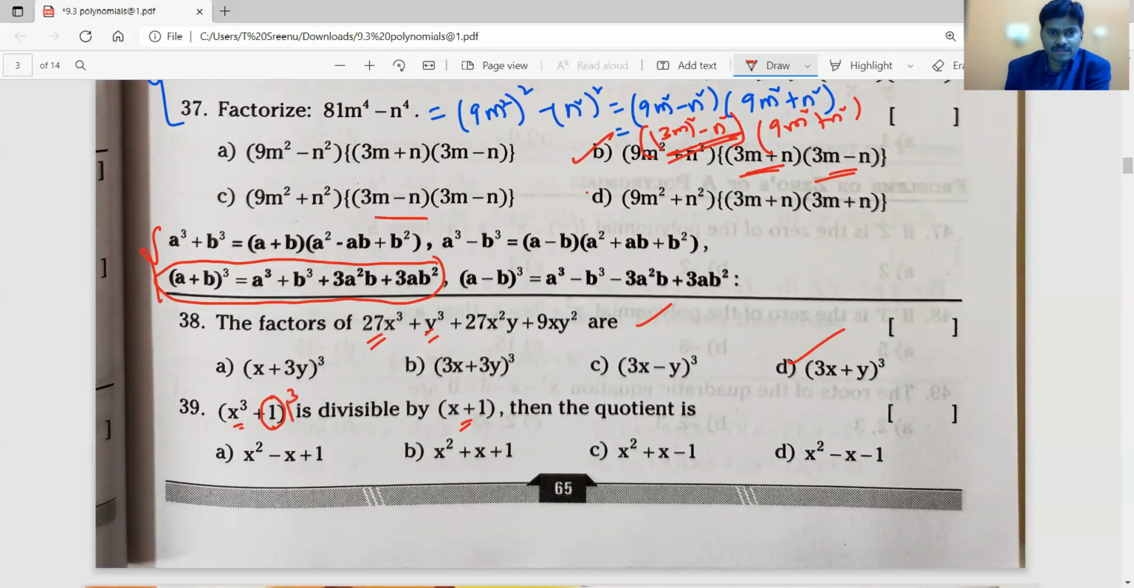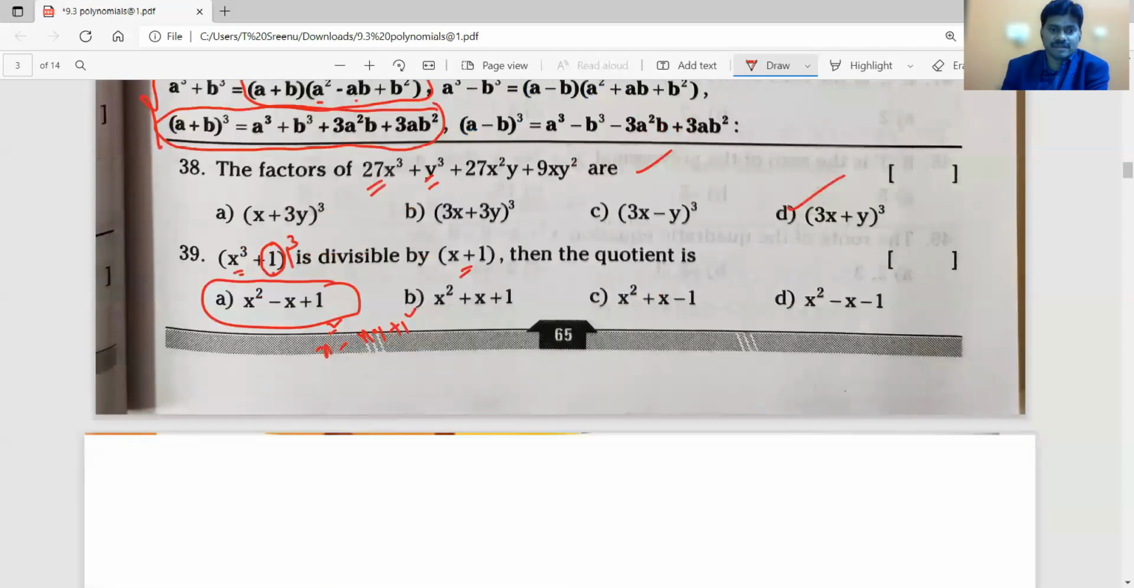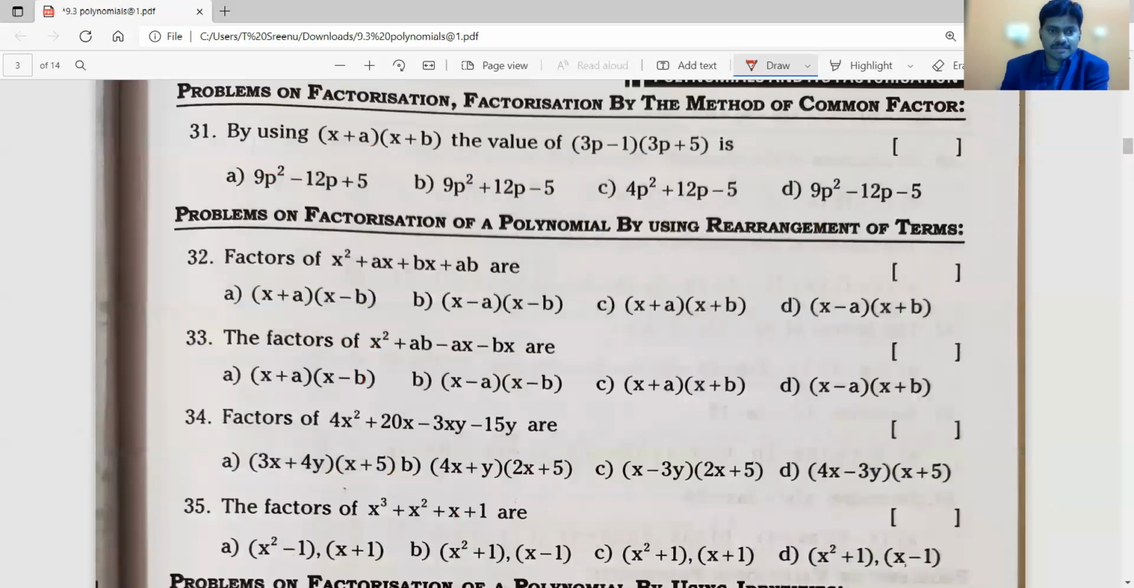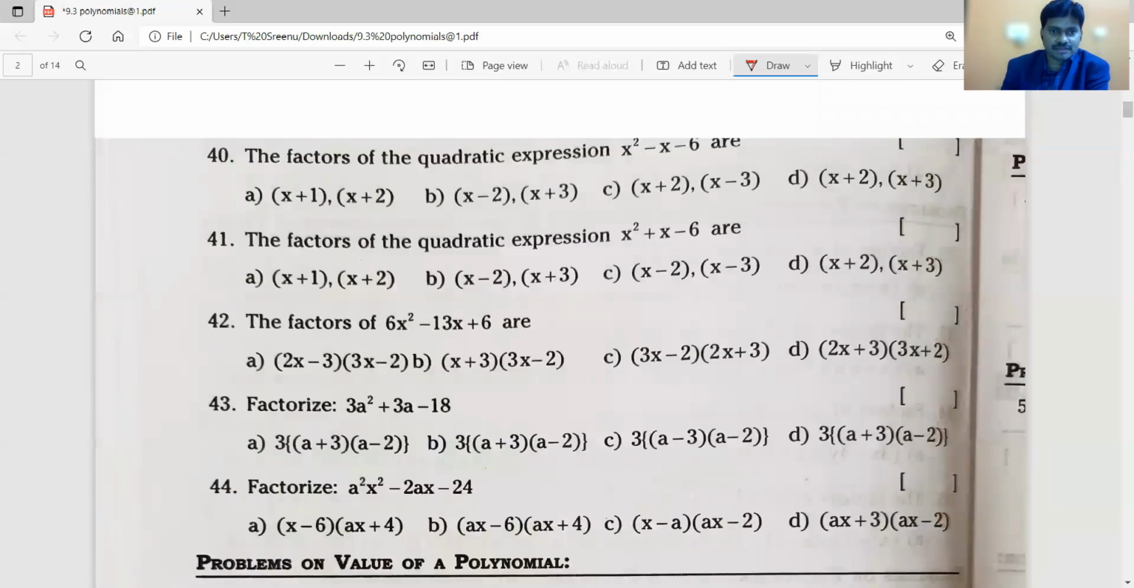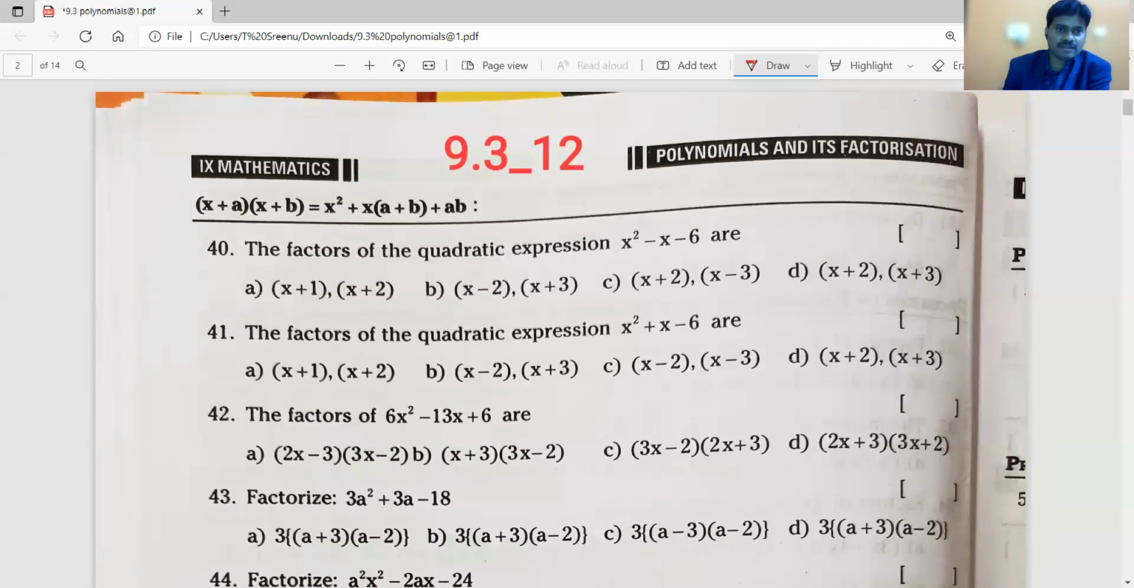The a cube plus b cube formula is this, no? Yes, sir. It means a square minus ab plus b square. This is the answer: x square minus x into 1 plus 1 square. Okay? Yes, sir. That's all. Please check it out. This formula we have already used many times.